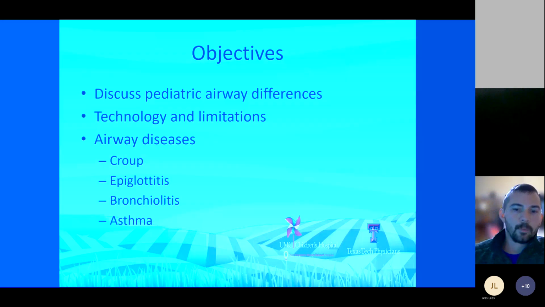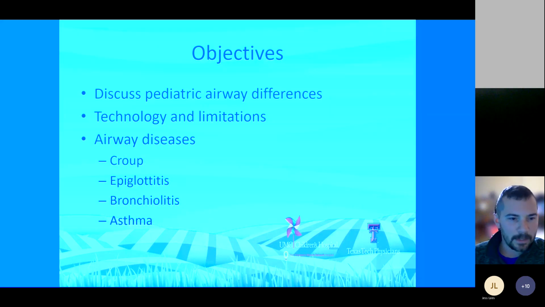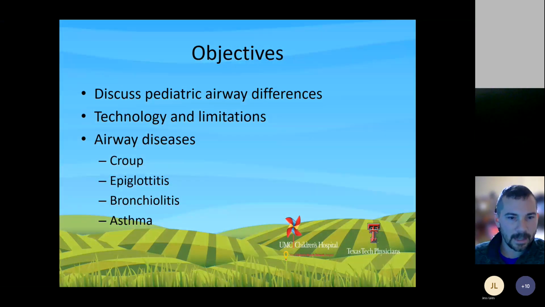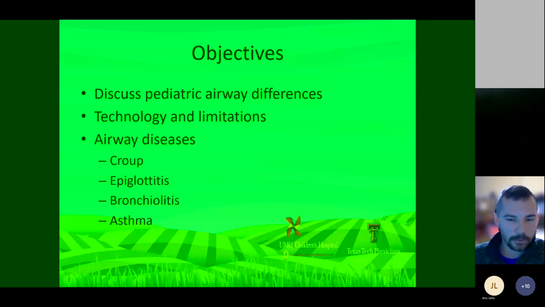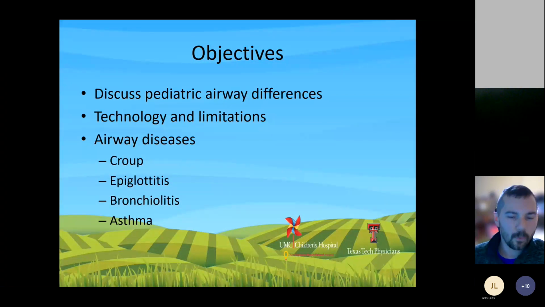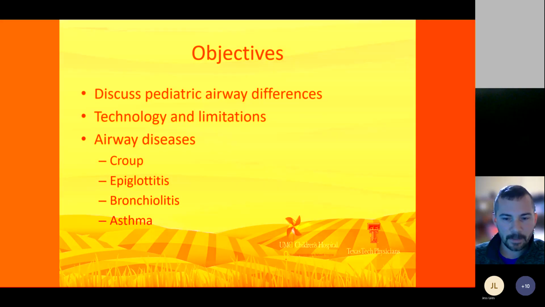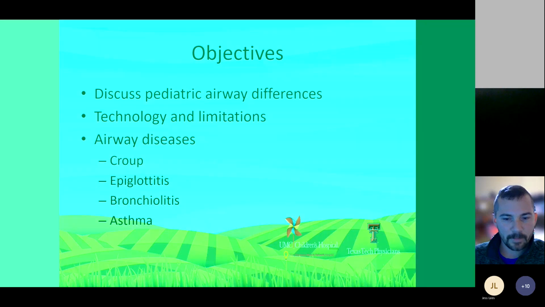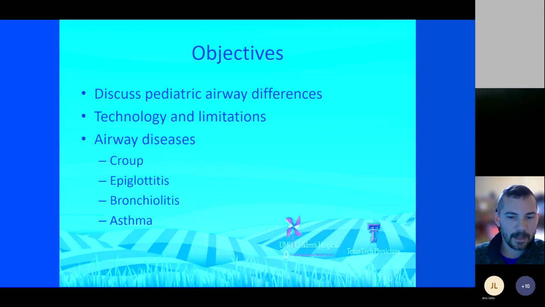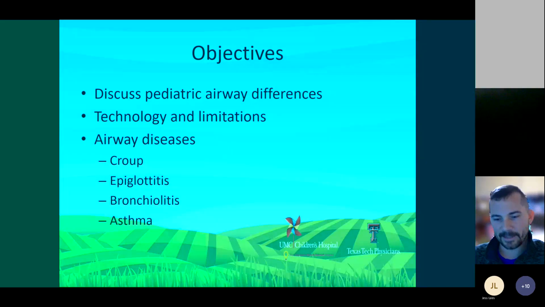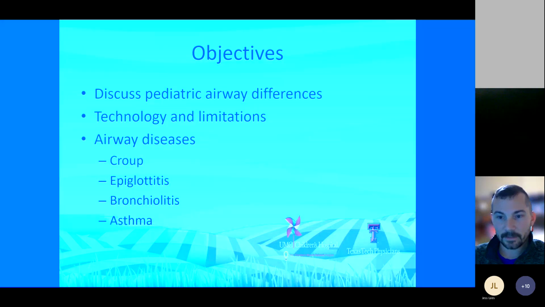So we're going to start out real briefly discussing the pediatric airway differences, technology and its limitations, and then we'll go through some airway diseases that I chose to pick out that you're likely going to see more of or need to know a little bit about, and how to care for them. We'll spend a little bit more time toward the end with maybe bronchiolitis and asthma on those topics, as I feel like those first two are a little self-explanatory. We've all heard about epiglottitis in school. It's probably stuck in our head.